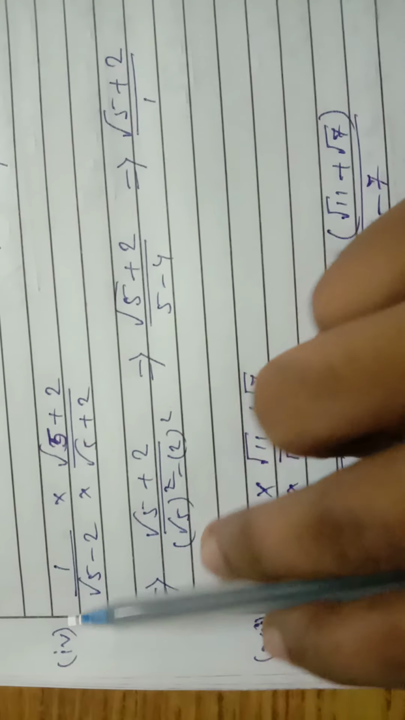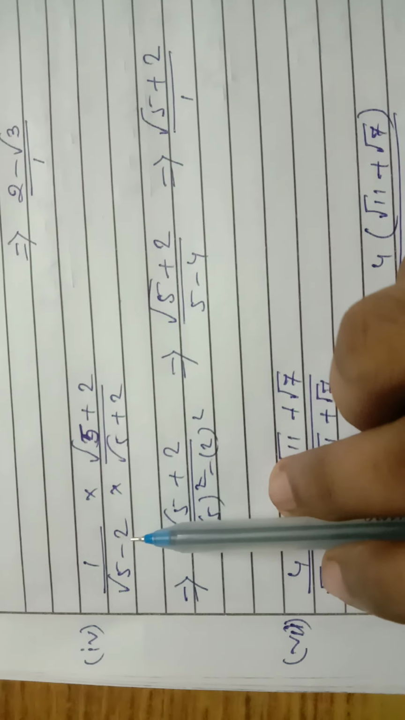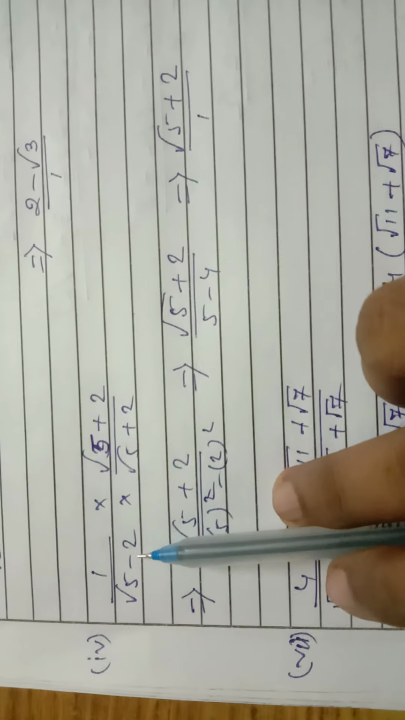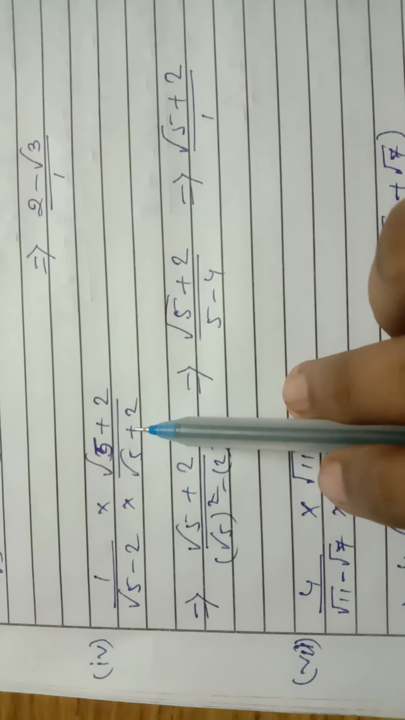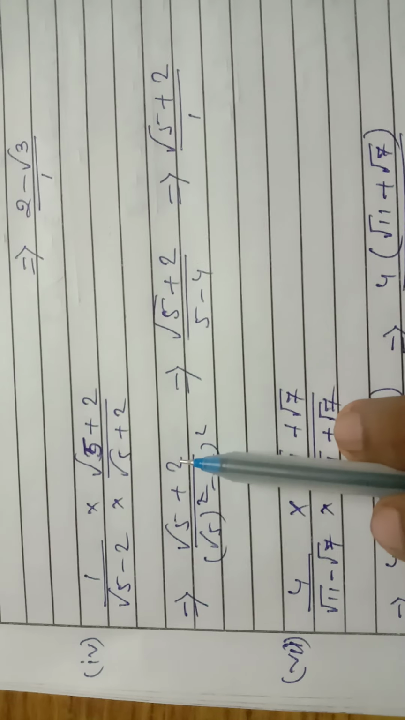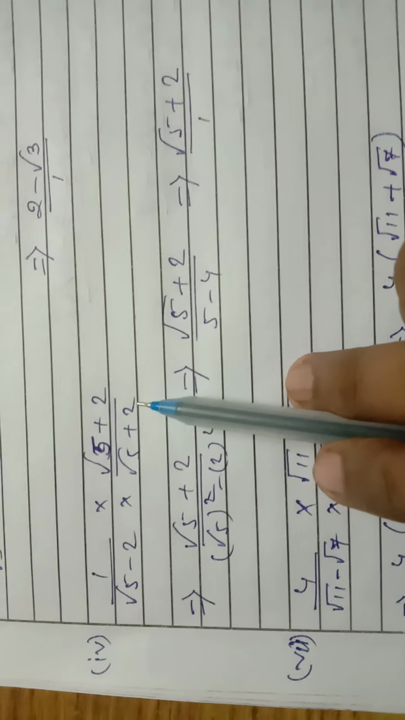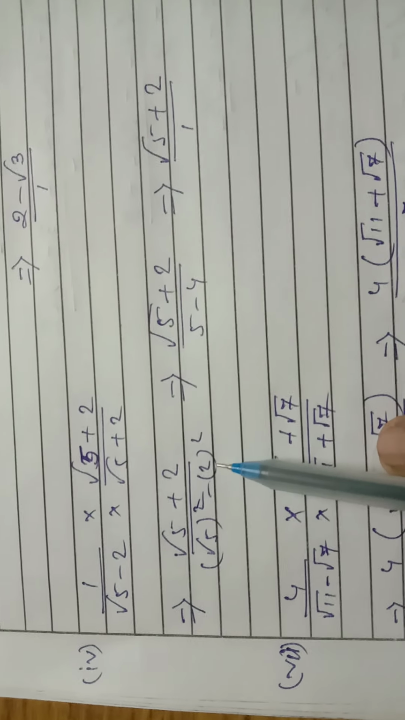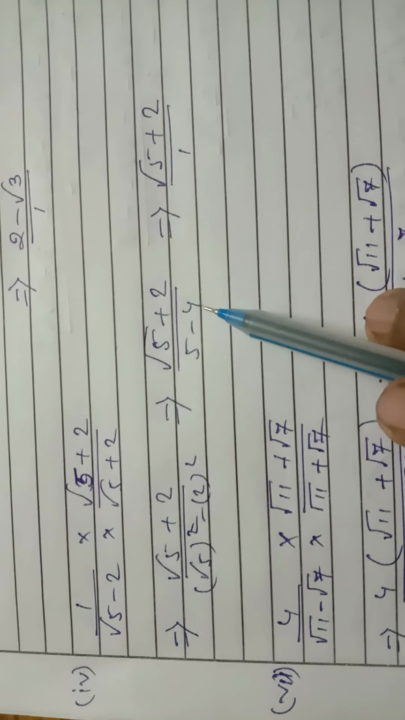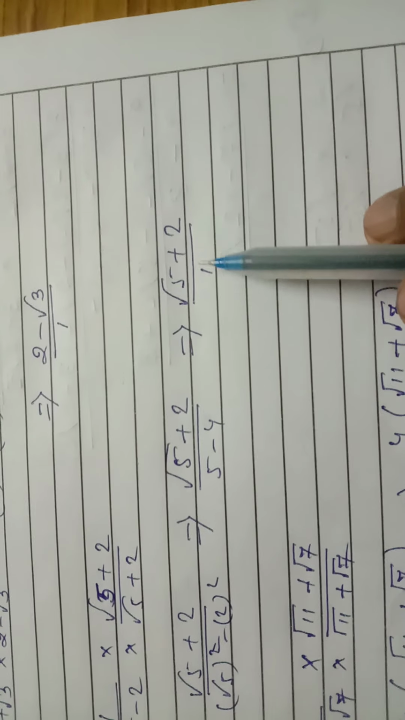See here, question number 4. 1 by root 5 minus 2. So we have to multiply the same number but with the opposite symbol. Minus is here, so we multiply by plus. Root 5 plus 2 into 1 we will get the same number. And here we have the formula a minus b, a plus b, which equals a square minus b square. Root 5 square is 5 and 2 square is 4. So at last you will get root 5 plus 2 by 1.